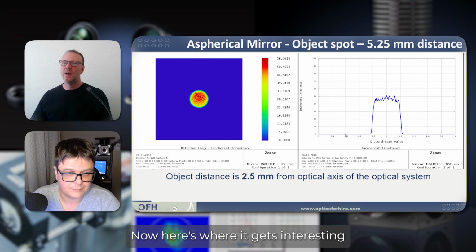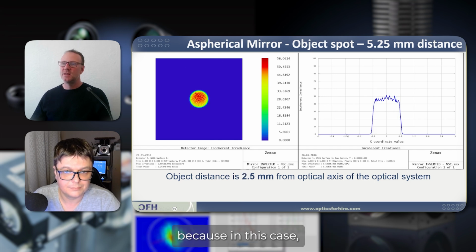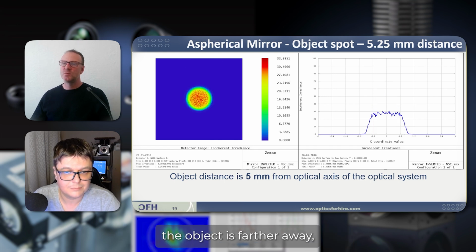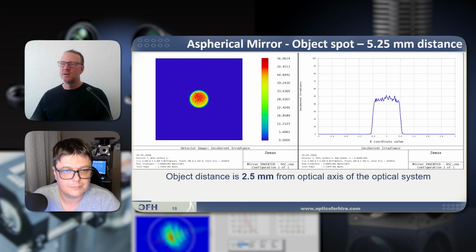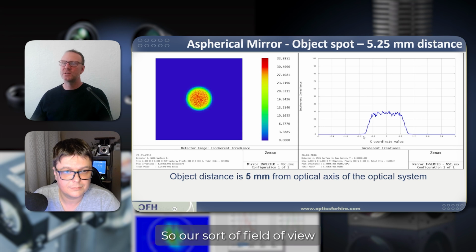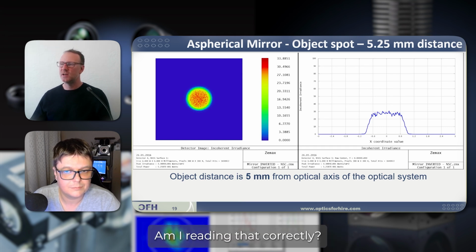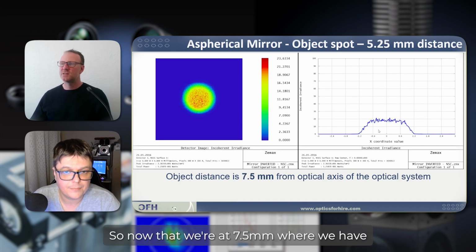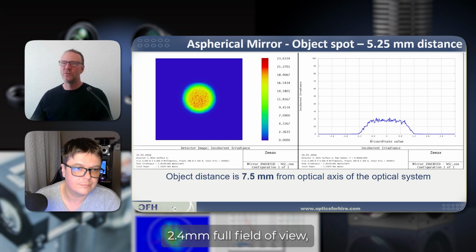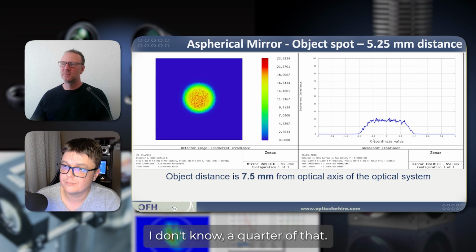Now, here's where it gets interesting, because in this case, as you're moving the object distance farther away, we actually see that the simulations indicate that we'll be collecting from a larger area. So our field of view is increasing with the aspherical mirror concept rather than reducing as it was in the prism mirror. Am I reading that correctly? Now the field of view is bigger, yeah. So that potentially is advantageous. Now that we're at 7.5 millimeters, we have a 2.4 millimeter full field of view, whereas with the other one it was a quarter of that.